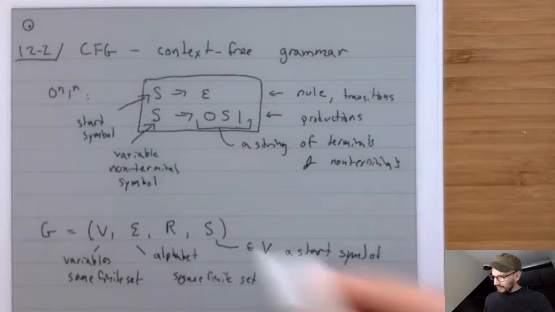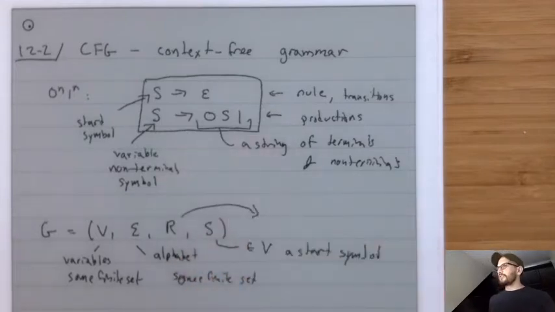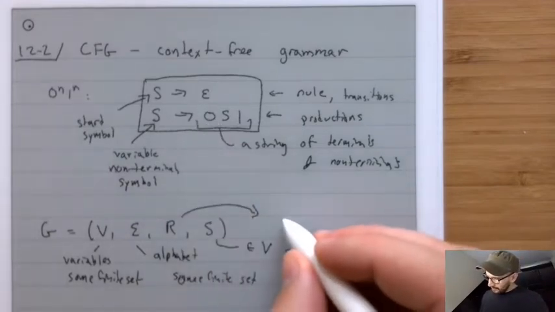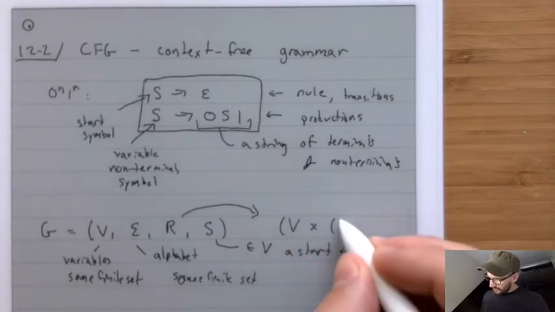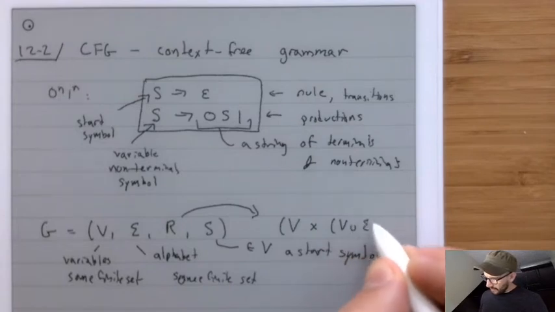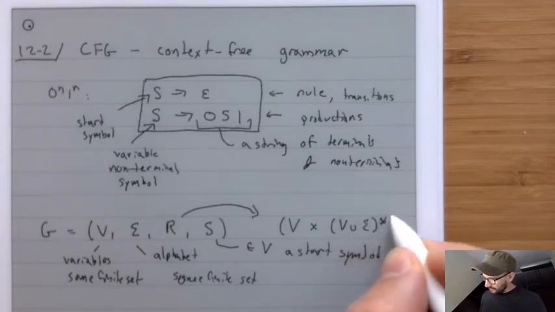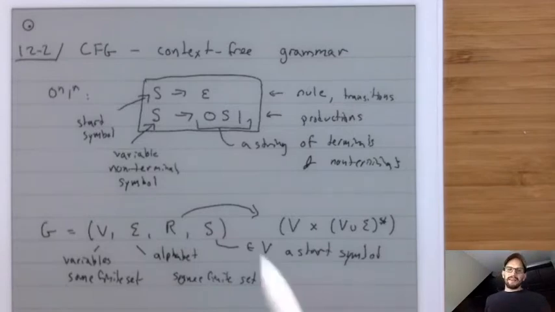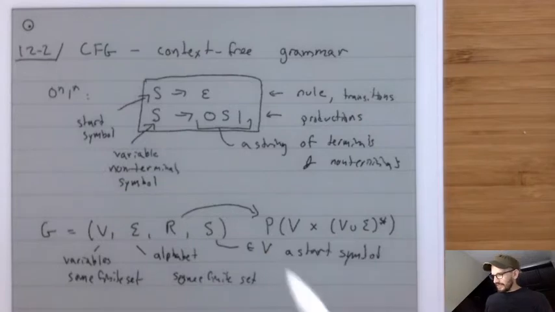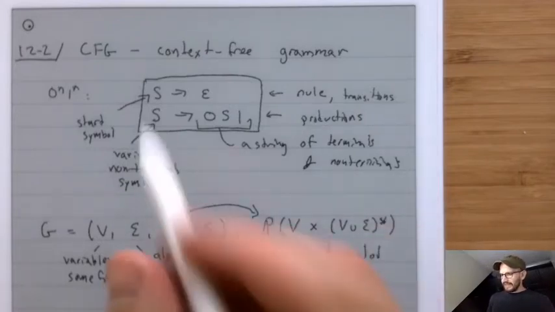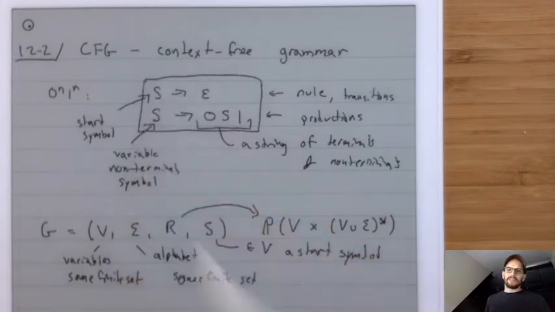Now the last thing is R. So what is R? Well, R are each one of these rules. So what is a rule? A rule is a pair of a V combined with a string made up of V's and sigmas. And then R is some set of those. Notice that there's not a unique assignment of V to a right-hand side, because notice that there are two right-hand sides for each one of those S's.